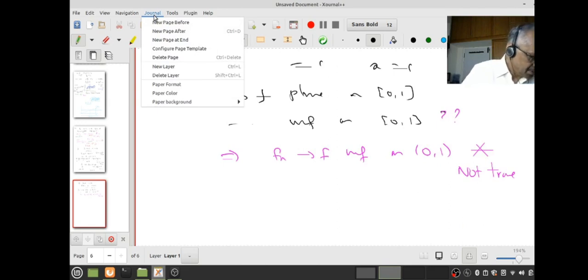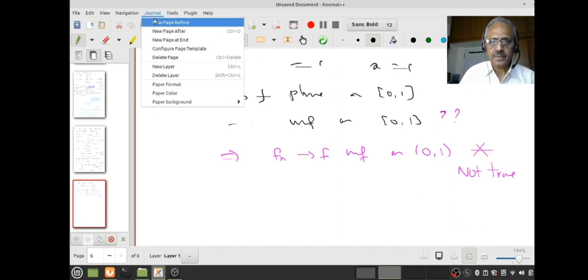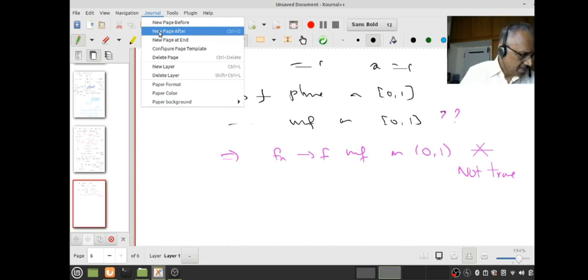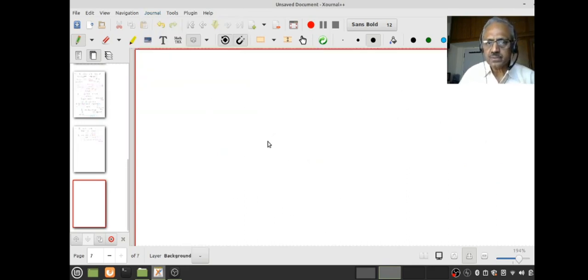So let us see whether there is any. Let's look at one more example before I stop. We will come back to this example. No, let's do one more example.